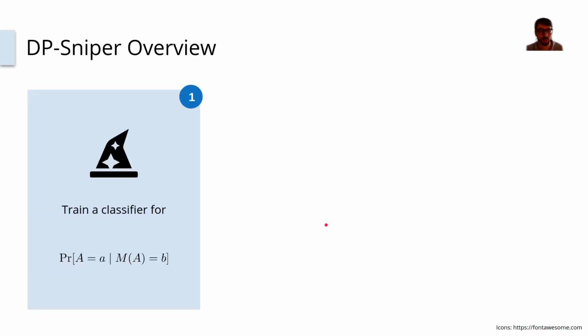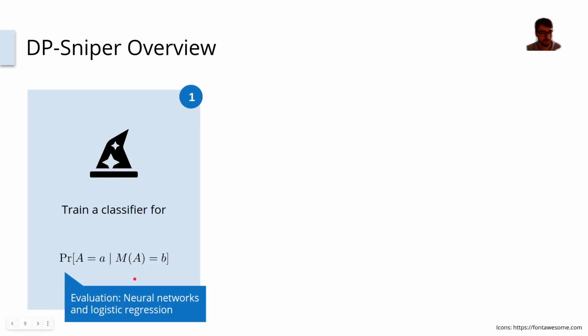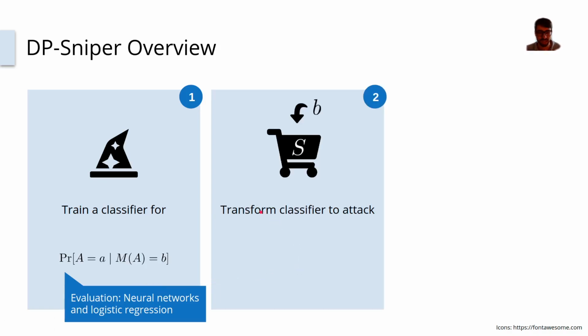Now, overall, this results in the following workflow for DP-Sniper. First, DP-Sniper trains a classifier for this posterior probability. For this, in our evaluation, we use neural networks and logistic regression, so really standard stuff from machine learning. In a second step, we transform this classifier into an attack by picking the elements of the attack set S exactly if the posterior probability is above some threshold t.